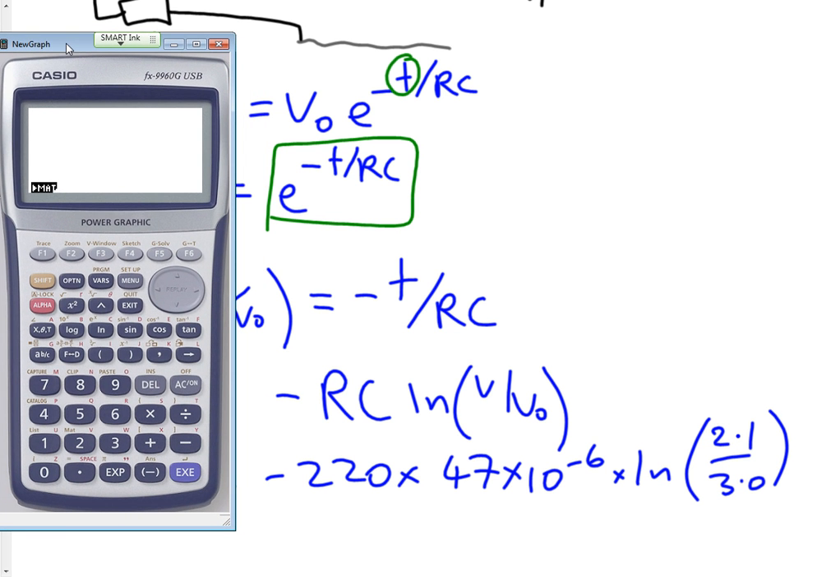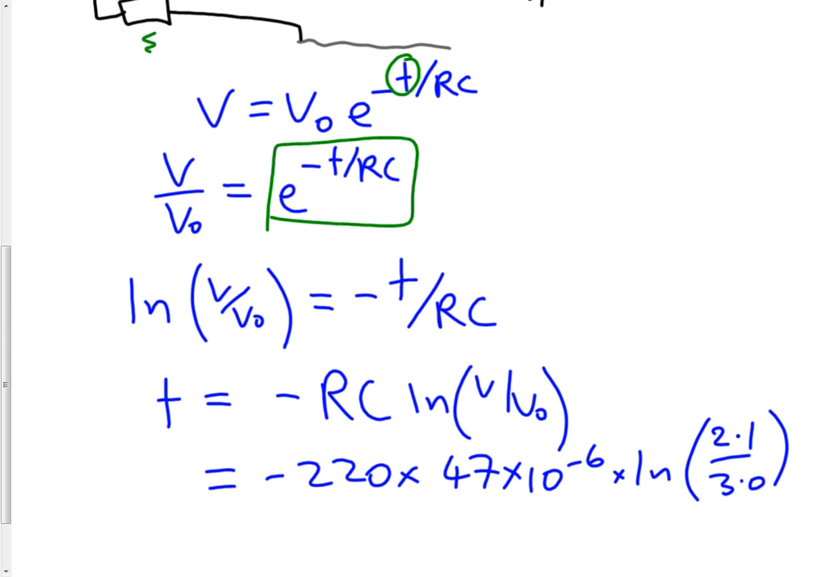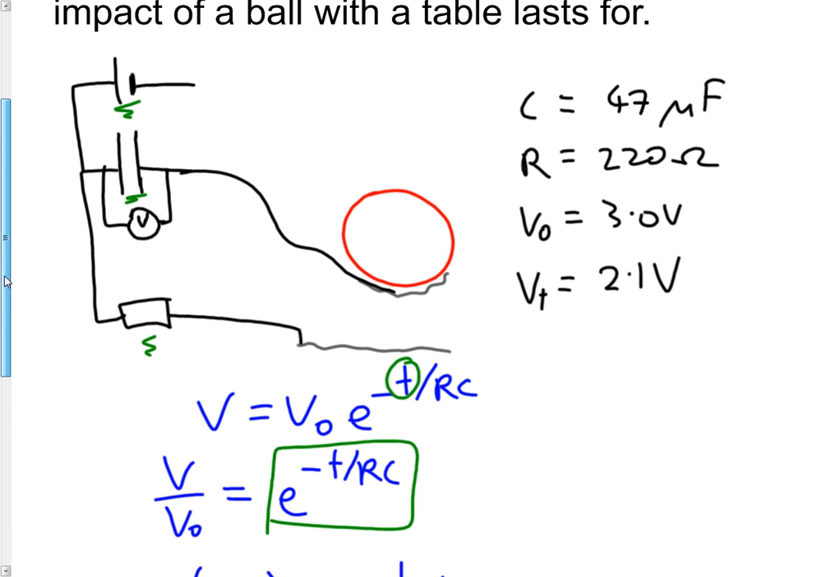So let's give this a whirl. Minus 220 times 47 times 10 to the minus 6 times ln of 2.1 over 3 equals 3.7, let's call it, times 10 to the minus 3 seconds, 3.7 milliseconds.